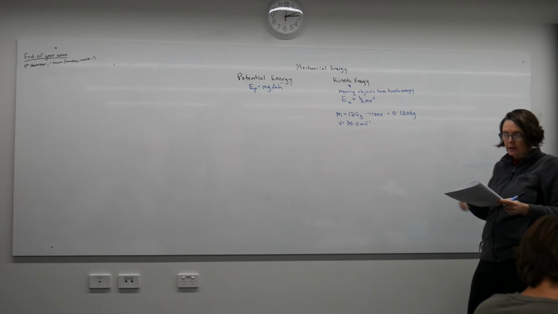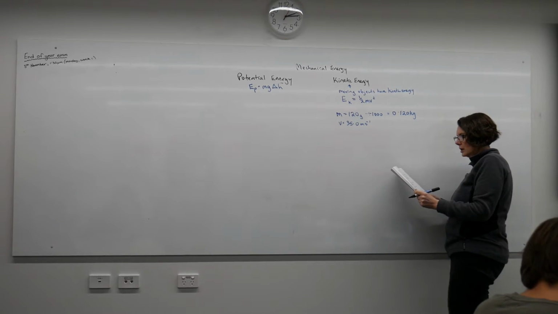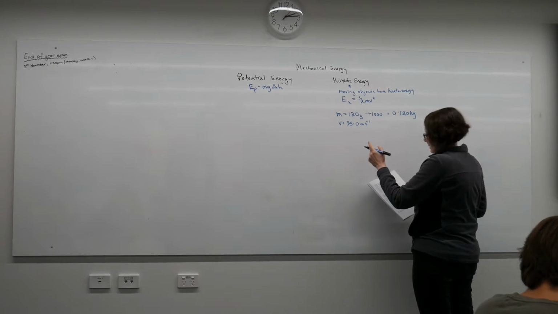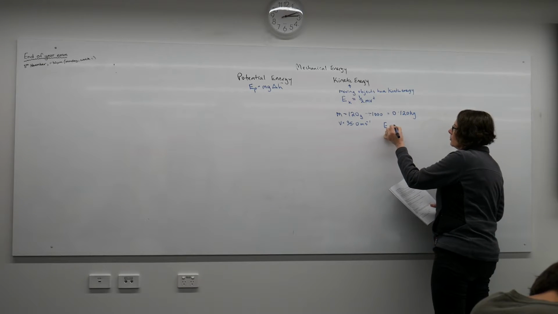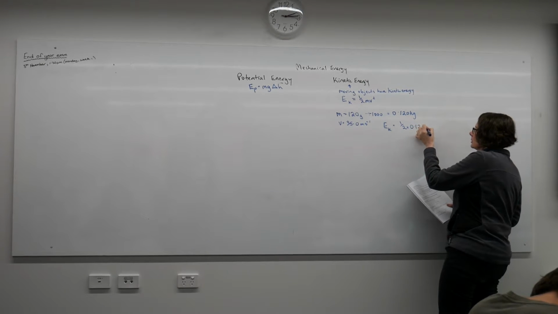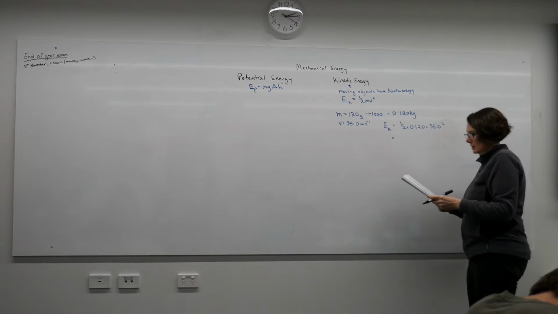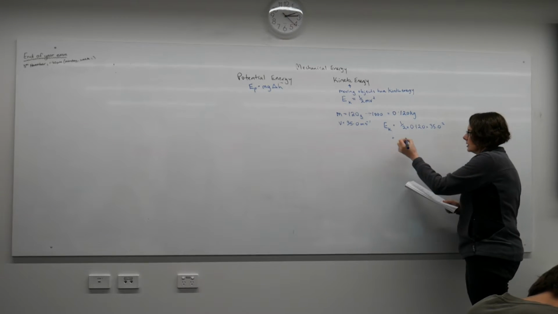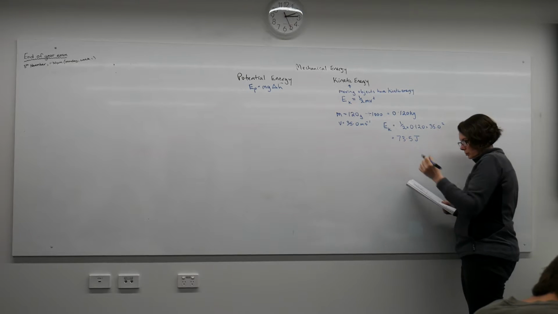It hasn't told us the direction, but it doesn't matter because we know we're calculating energy and we don't need the direction. And we want to work out the energy. EK will equal a half times 0.120 times 35.0 squared, which gives us 73.5 joules.